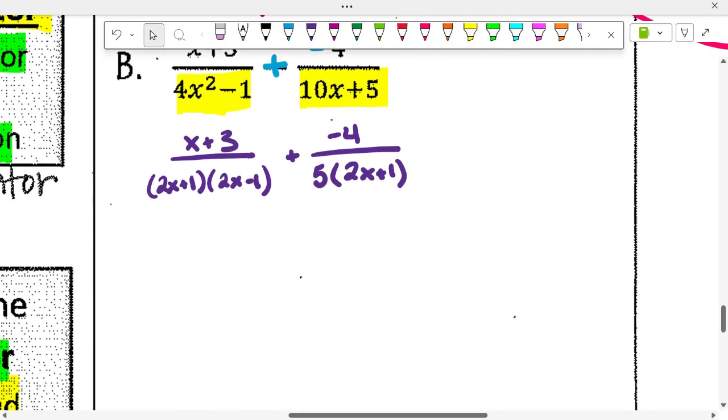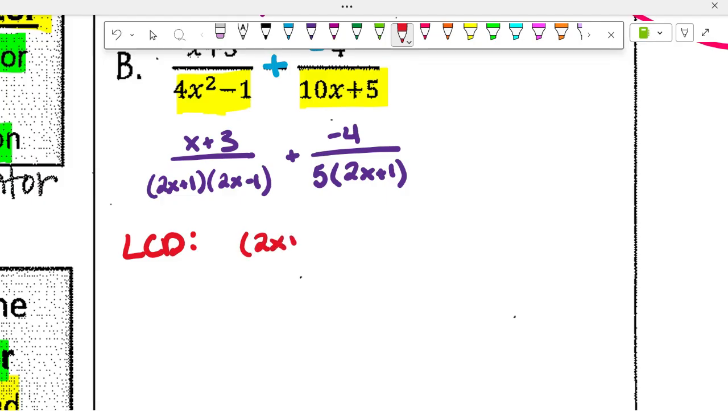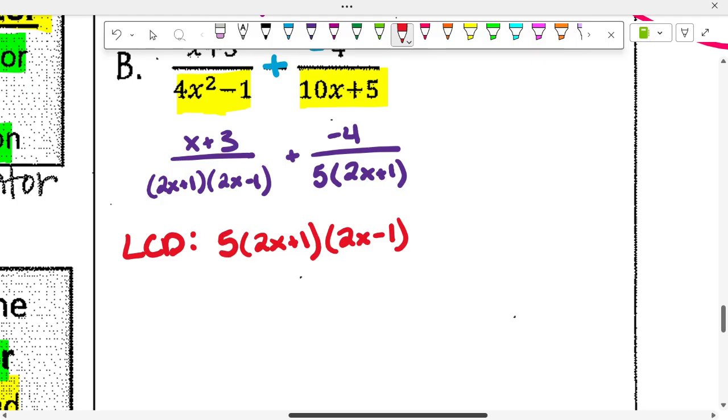All right, now the LCD. Remember, I want every factor present at least once in my LCD. So someone name me one factor that's in my LCD. 2x plus 1 is one of them. What's another one? 2x minus 1 and 5. And since 2x plus 1 repeats, I don't need that other 2x plus 1. I just need one of them. So that's my LCD.